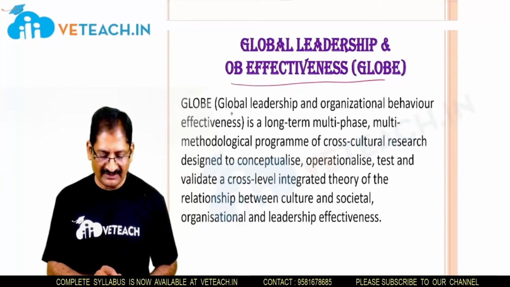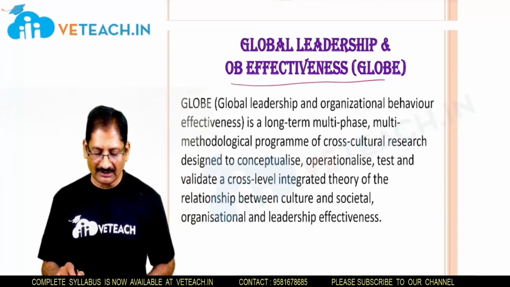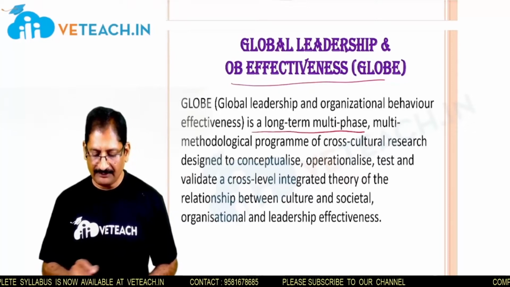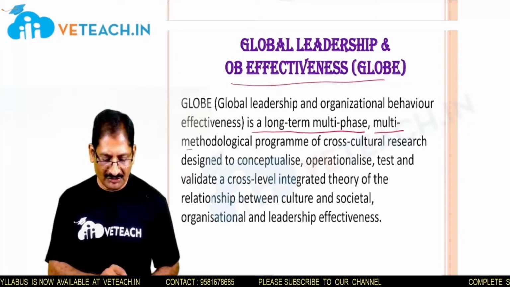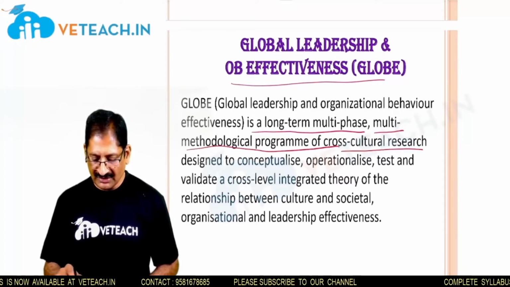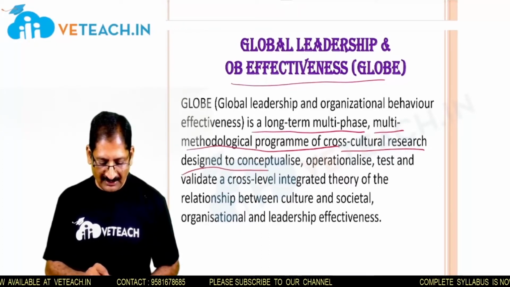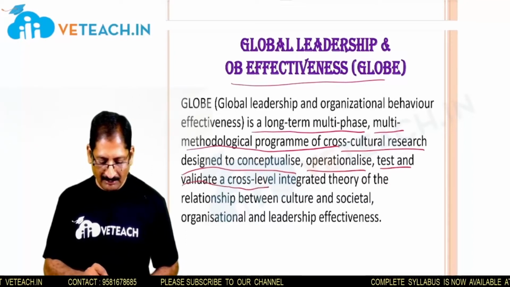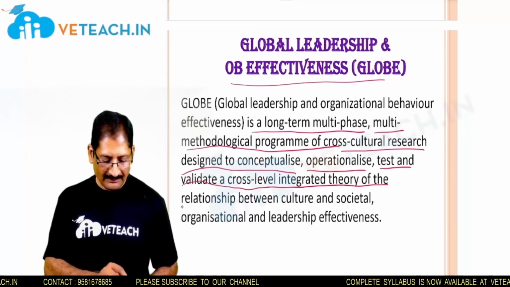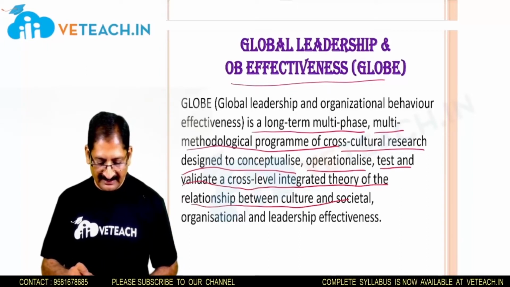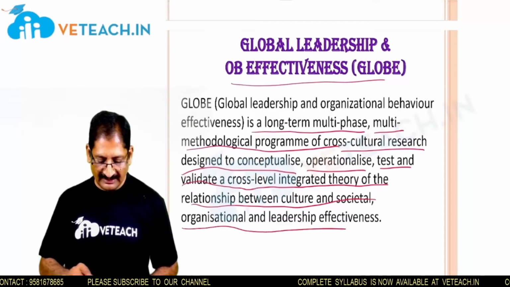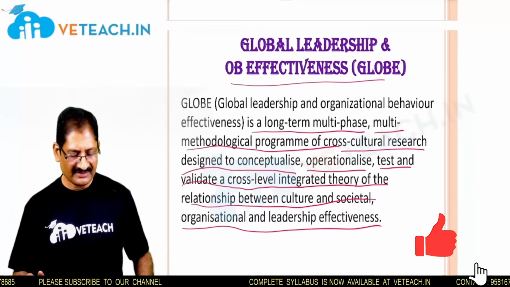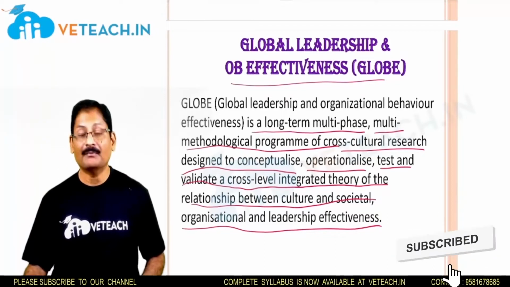As per the definition, global leadership and organizational behavior effectiveness is a long-term, multi-phase, multi-methodological program of cross-cultural research designed to conceptualize, operationalize, test and validate a cross-level integrated theory of the relationship between culture and societal, organizational and leadership effectiveness. It is a very lengthy definition. Let us see it one by one: long-term, multi-phase.